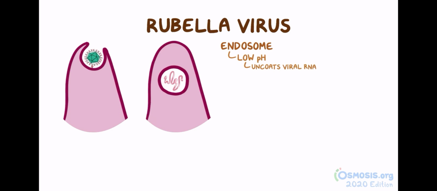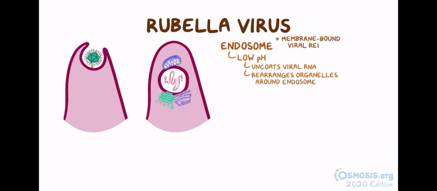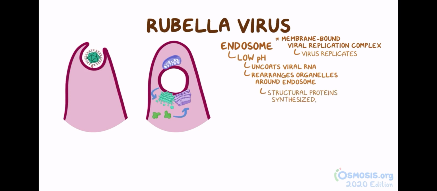endosome. Now, when the rubella virus enters the cell, it also rearranges some of the organelles, gathering the endoplasmic reticulum, Golgi apparatus, and mitochondria around the endosome. The result is a membrane-bound viral replication complex where, like the name says, the virus replicates. So, after the virus replicates, its structural proteins are synthesized using the rough endoplasmic reticulum, and these proteins are then transported to the Golgi apparatus to be assembled and surrounded by the membrane, a process called viral budding.